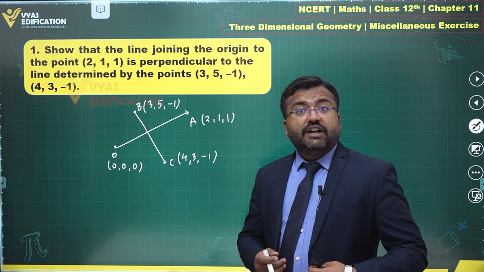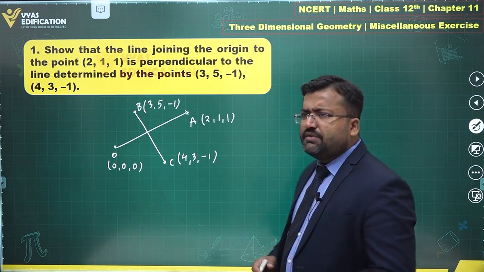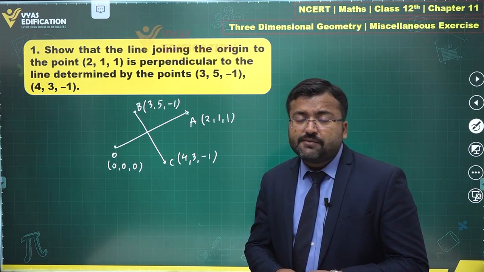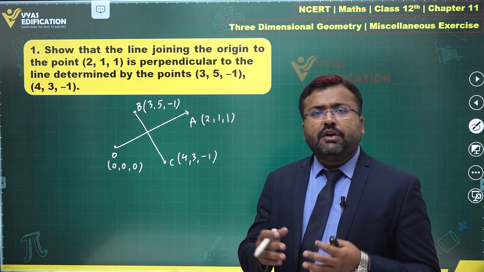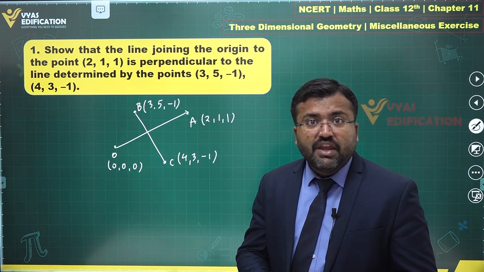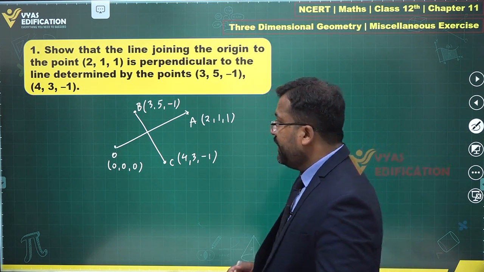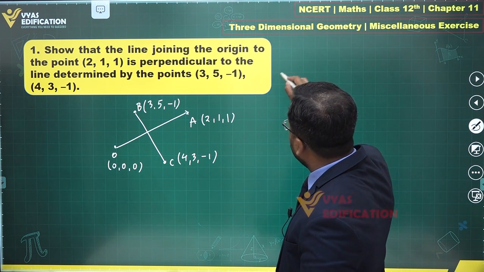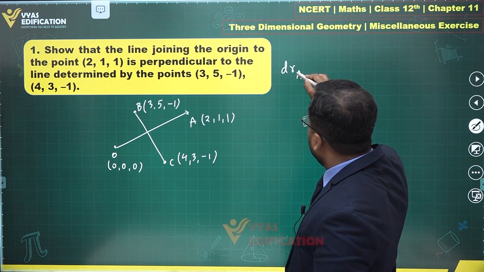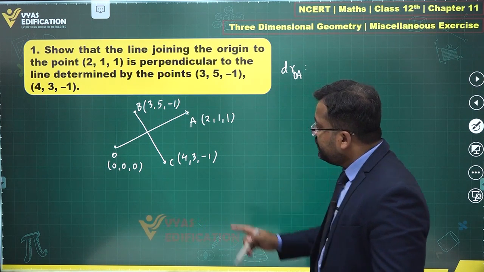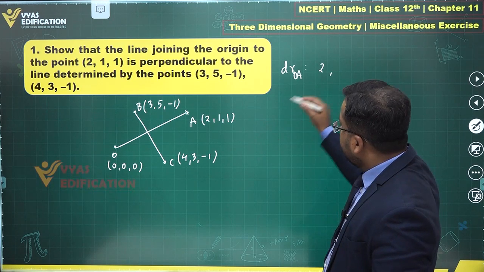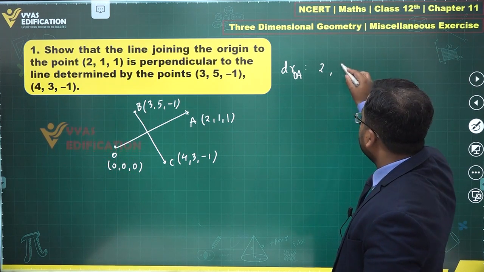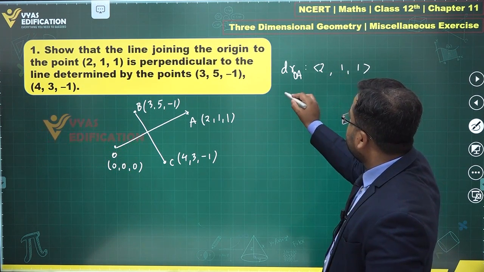How will we determine whether they are perpendicular or not? What we'll do is we'll find the direction ratios of the two lines and then we'll try to find the angle between them. We have the idea that a1a2 + b1b2 + c1c2, if it is equal to 0, then you can say the lines will be perpendicular. So let's find the direction ratios of OA. Direction ratios of OA would be 2 minus 0, 1 minus 0, 1 minus 0. These will be the direction ratios of OA.